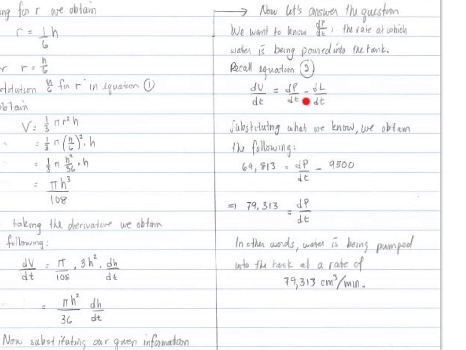We were given that the volume of the water that's leaking is 9,500 centimeters cubed per minute. Now I have a nice equation. I add 9,500 to both sides so that I can cancel this. And of course you see that the rate at which the water is being pumped into the tank is 79,313 centimeters cubed per minute. So indeed, this problem is very long. It is difficult. It requires a lot of work.